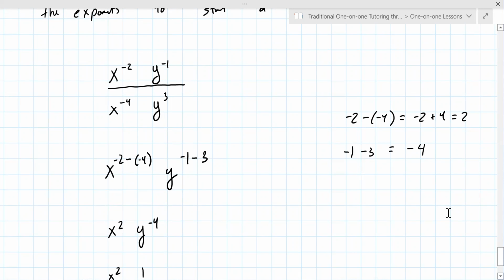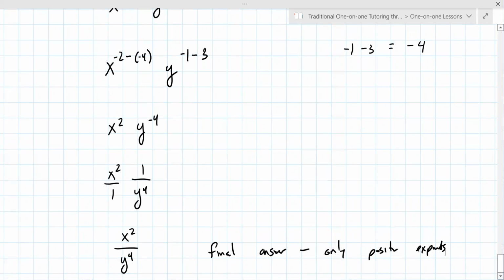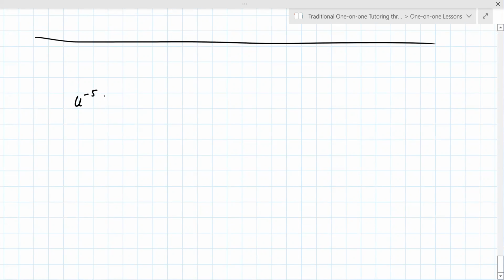That's good. Okay, let me give you a couple problems here to try and see where you're at. So let's go u to the -5th, v to the 8th, w to the -2 over u to the -7, v to the -3, w to the -1. So give that a try, please.